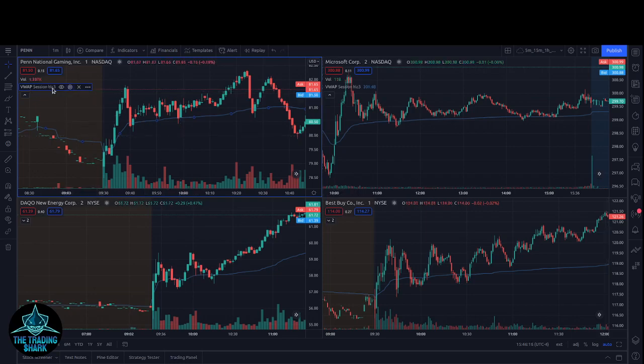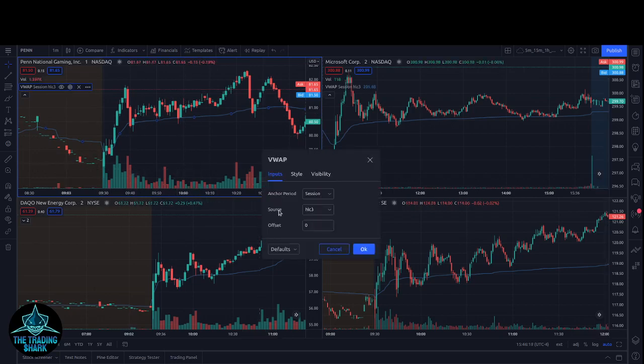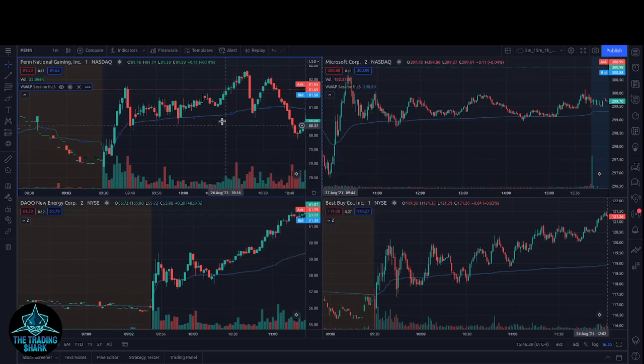And here actually we can see the source. HLC3 stands for high, low, and close price divided by 3. That's it. But leave it as it is. If you're using TradingView, leave the parameters, the settings as they are for a VWAP, and everything will be fine. You can change the color if you want. I've put it in blue because it suits me better, but you can put whatever color you like.